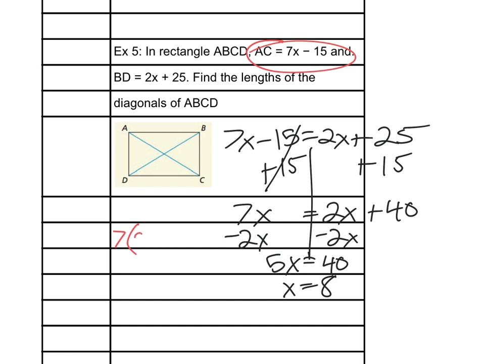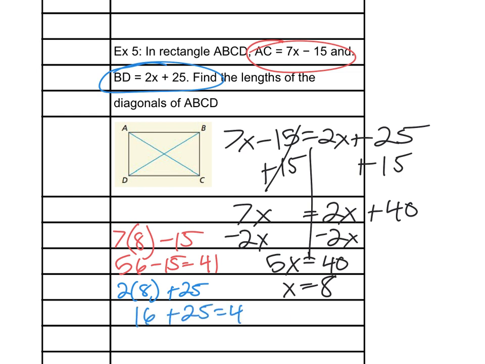7 times 8 minus 15, so that would be 56 minus 15 would equal 41. I'll go ahead and change to blue. I'm going to plug it into this one now to double check. I have 2 times 8 plus 25. 2 times 8 is 16. 16 plus 25 equals 41. So I get the same value for both, which tells me I probably did my math right.